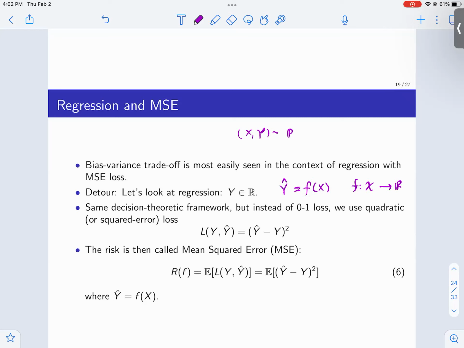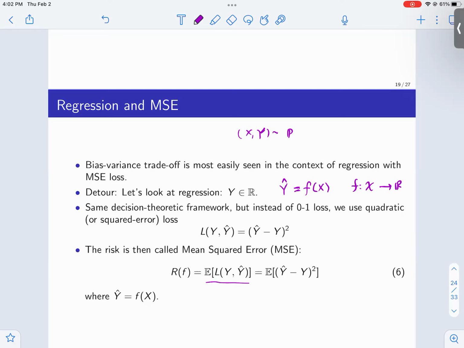And so the risk, again, has the same kind of expression, expected loss. And in this case, if you evaluate it, it would be the expected squared error, or mean squared error. So it's the MSE. We're going to work with the risk, but the risk here is going to come from the quadratic loss, and it's called the MSE.